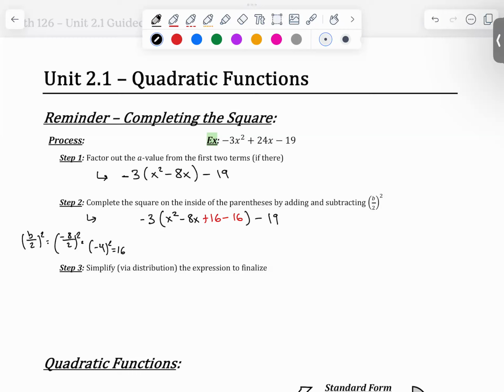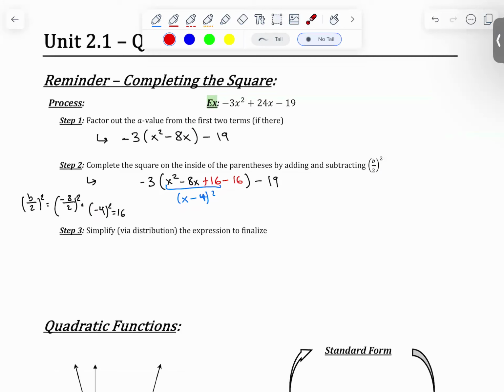And the whole point of it is that these first three terms make a perfect square trinomial. They make x minus 4 quantity squared. They always make x plus the b over 2 term. So the b over 2 term was -4. That's why it's x minus 4 squared. And then the last step is to just distribute. So you've got -3 times bracket times x minus 4 in parentheses squared minus 16 minus 19. Well, I need to distribute that -3 in and simplify the rest of it.